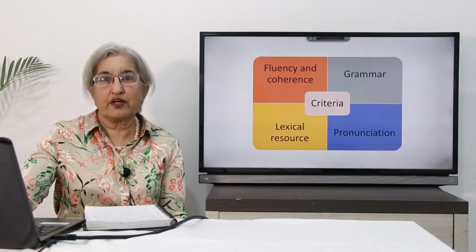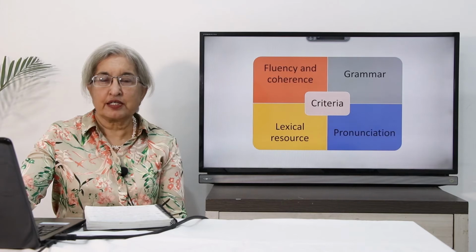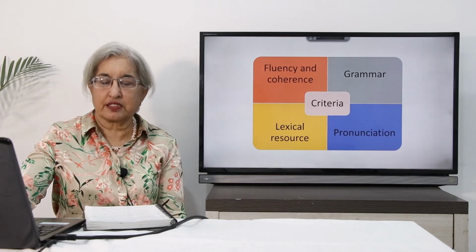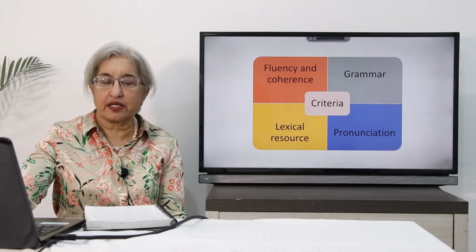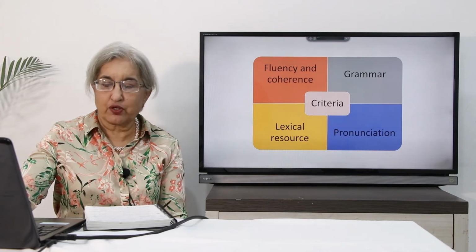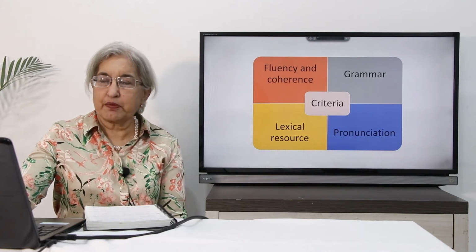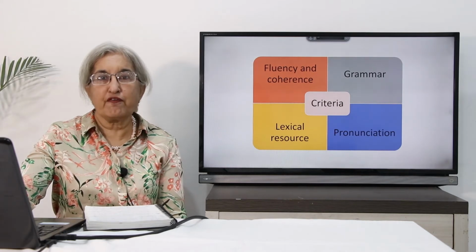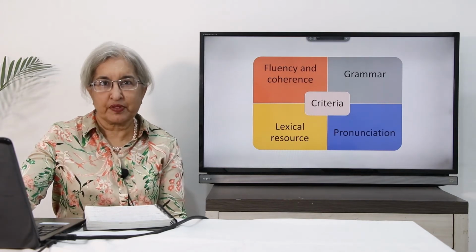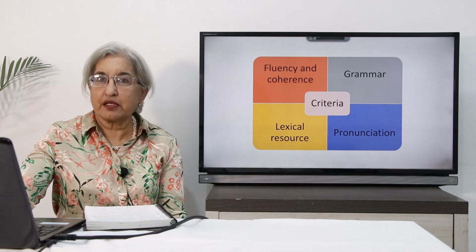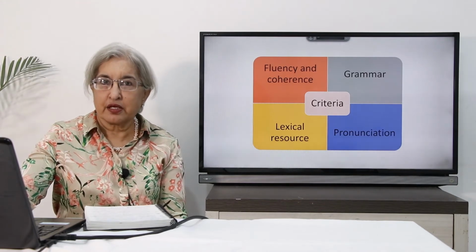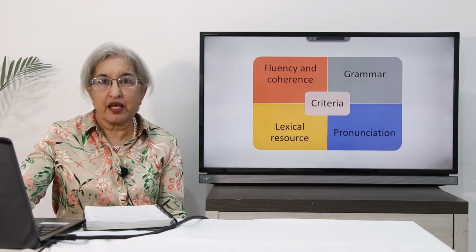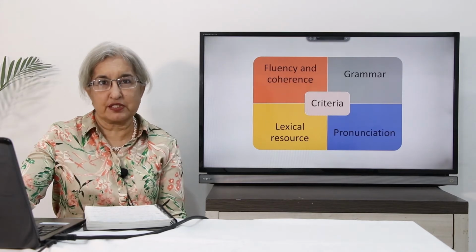Now we come to the criteria for the assessment in the speaking test. These are the 4 criteria. Let's look at fluency and coherence. You must keep in mind that to attain a higher band, you must have a flow in your speech. Fluency doesn't mean speaking very fast, but there must not be any long pauses or hesitation.